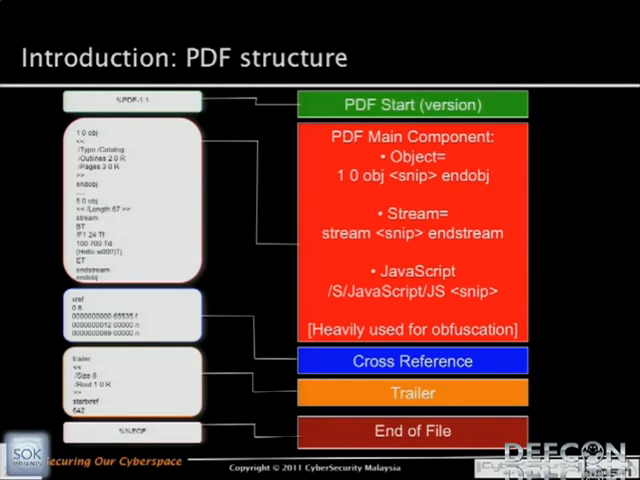And then, of course, a major component inside here is the JavaScript. On the yellow box, you have the cross-reference, which defines the offset of each object. And then the last one, you have the trailer. The trailer has one major component called slash Root. Slash Root gives you the entry point where your PDF will start when you open it. And the last one is also interesting: you have %%EOF, which represents the end of file for the PDF.